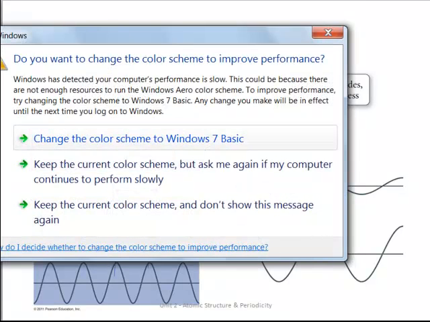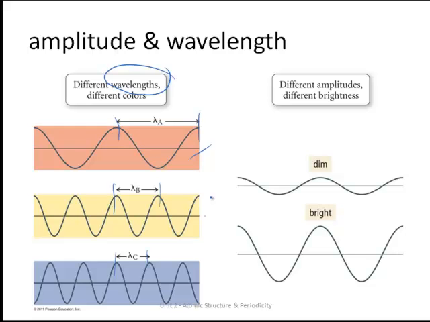The amplitude actually can give us information about how bright or how dim a light is. Okay, what we can see here is that the higher the amplitude, the brighter the light source will be. A very dim source will have a low amplitude. A brighter source will have an increased amplitude.